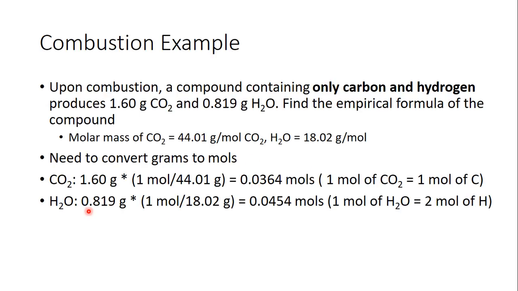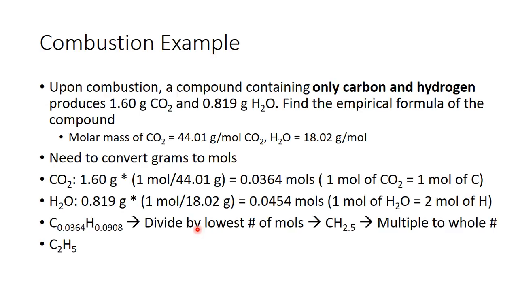For water, we have 0.819 grams of water. Multiply it by 1 mole of water for every 18.02 grams of water, and we get 0.0454 moles of water. Looking at the molecular formula, we see for every 1 mole of H2O, we have 2 moles of H. So we multiply this number by 2 to get the number of moles of hydrogen. And we get C0.0364 and H0.0908. We divide both these numbers by the smallest number, which is carbon, and we would get CH2.5.